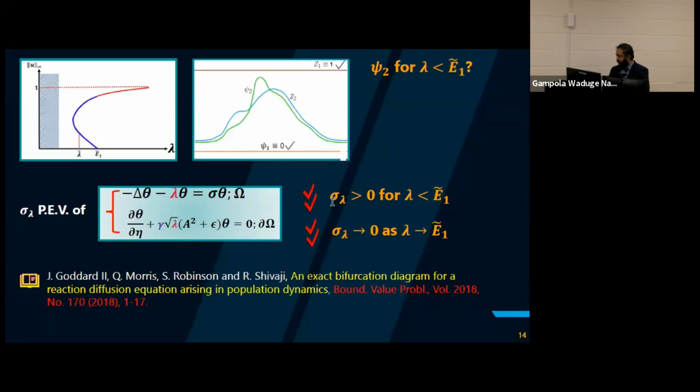Okay, so if your lambda is less than E1 tilde, your sigma lambda is positive, and your sigma lambda goes to 0 as lambda approaches E1 tilde. So these are two interesting properties that you can prove, and the proof can be found in this paper by Goddard, Morris, Robinson, and Shivaji.